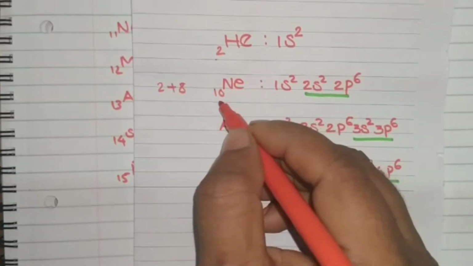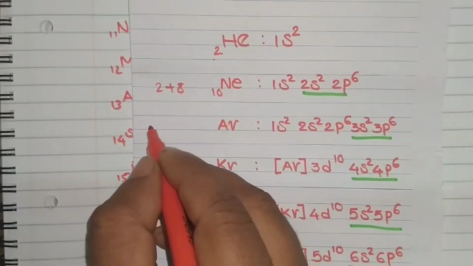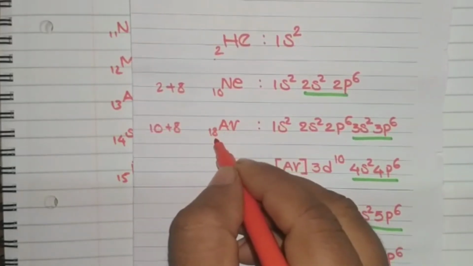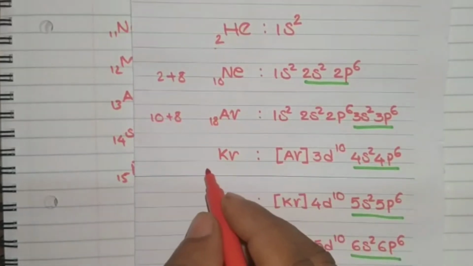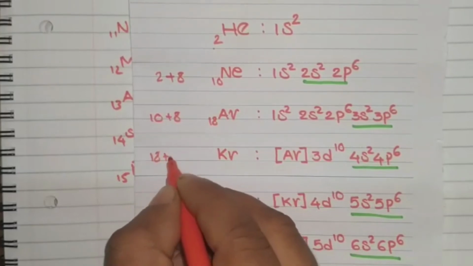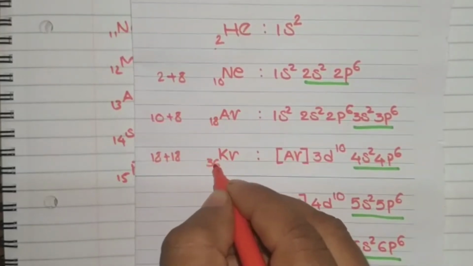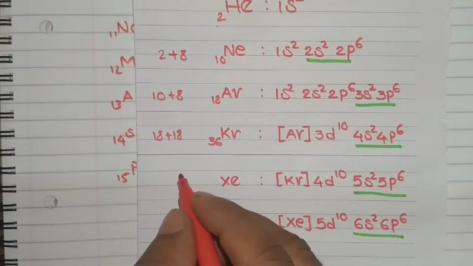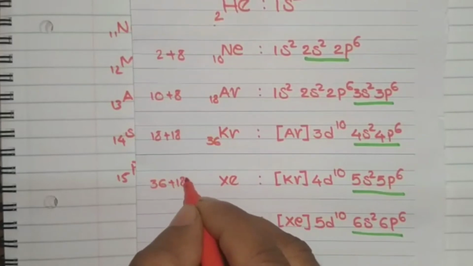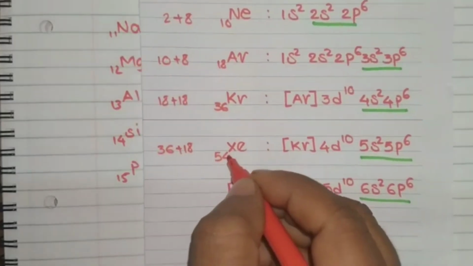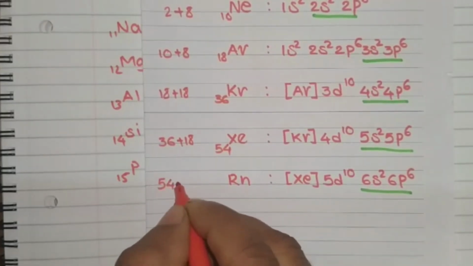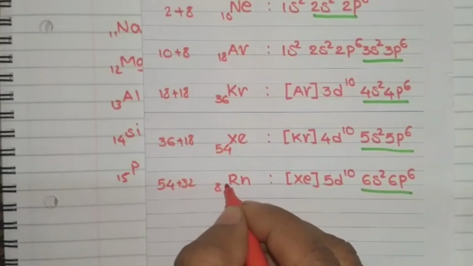Then the third period contains 8 elements. This way 10 plus 8 you get 18, so the atomic number of argon is 18. Next, the fourth period has 18 elements, so 18 plus 18 you get 36. The next period has 18 elements, so 36 plus 18 you get 54. The next period has 32 elements, so 54 plus 32 you get 86.